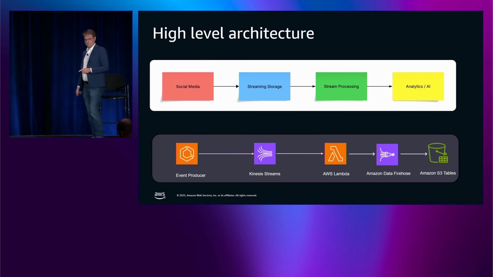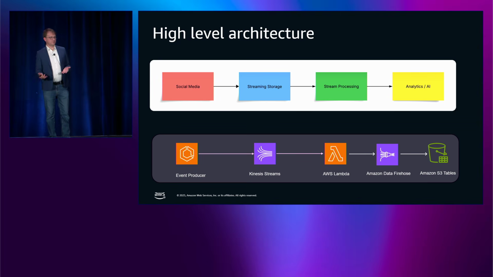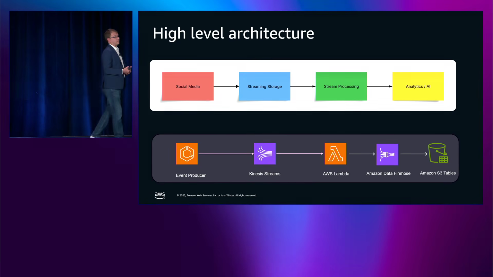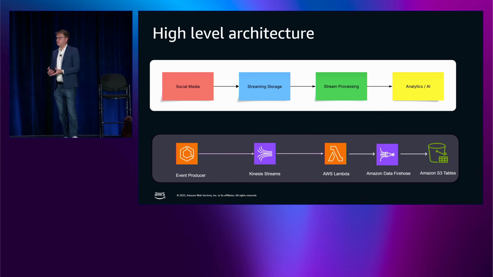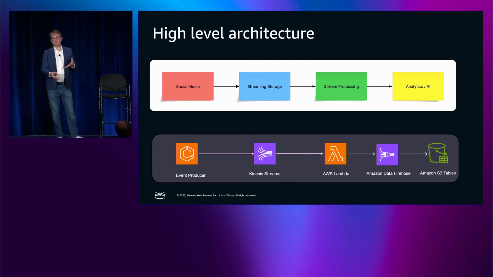So let's take a look at how we would do this. On the left-hand side here, we've got our event producer. This will be the data feed from the social network. The producer of the data is sending this data into Kinesis Data Streams. We then have a stream processing consumer here, which in this case we've built using Lambda. This could be doing all sorts of things like using a large language model to do the sentiment analysis for you. And then we store the data results in a data lake for analytics and also for triggering further events. So we'll use Data Firehose to put this data into Amazon S3 tables.